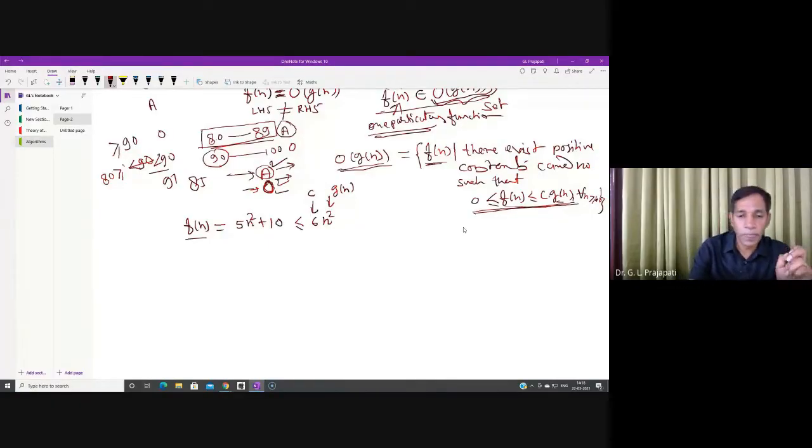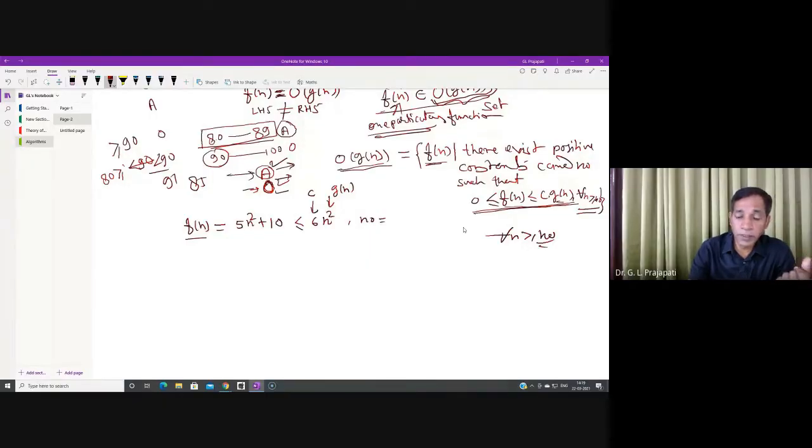Now, f of n should be less than or equal to some constant c into g of n, and for that I need to determine the value of n0, because this says that f of n is less than or equal to c into g of n for every value of n, for all n greater than or equal to n0. So we have roughly determined the constant 6, and I need to know what the value of n0 is.